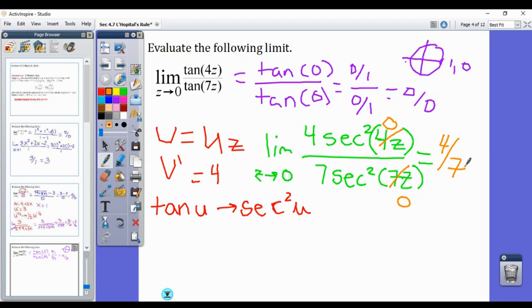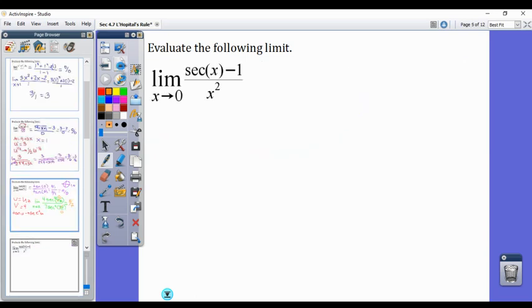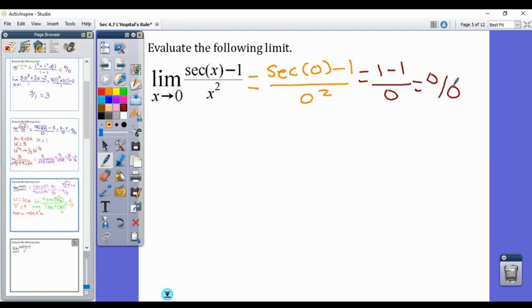Let's do another one. Okay, this one's going to be interesting. So start by plugging in and seeing what we get. You probably remember me just saying this: secant at 0, since secant is 1 over cosine, is going to be 1. So this is 1. So essentially we're getting 1 minus 1 over 0, which is 0 over 0. Okay, so that's not good.